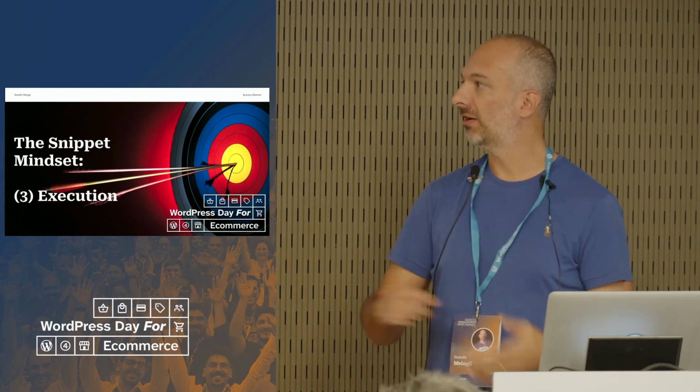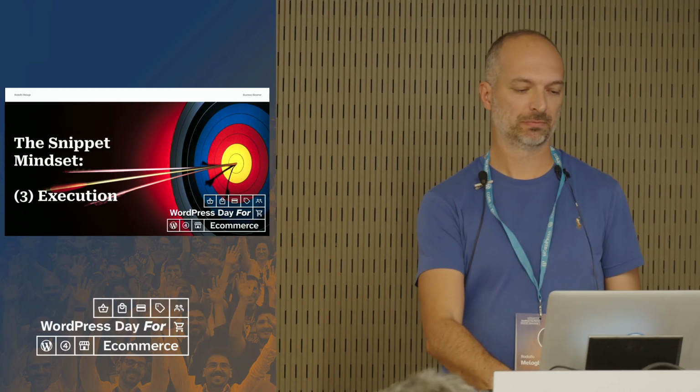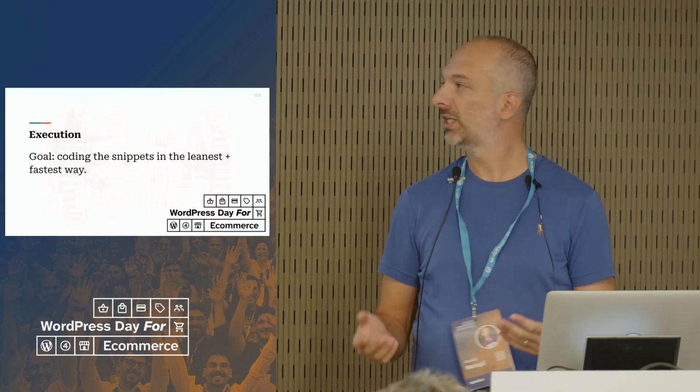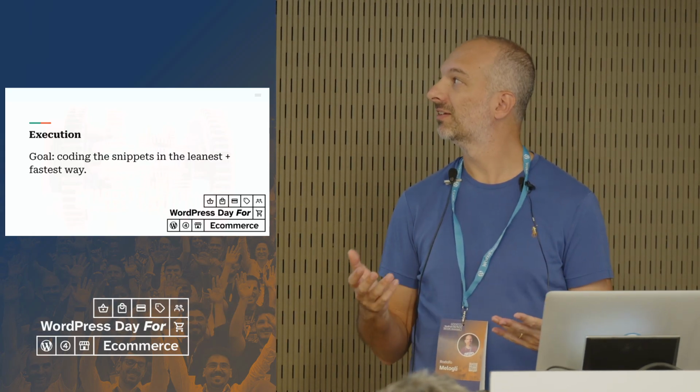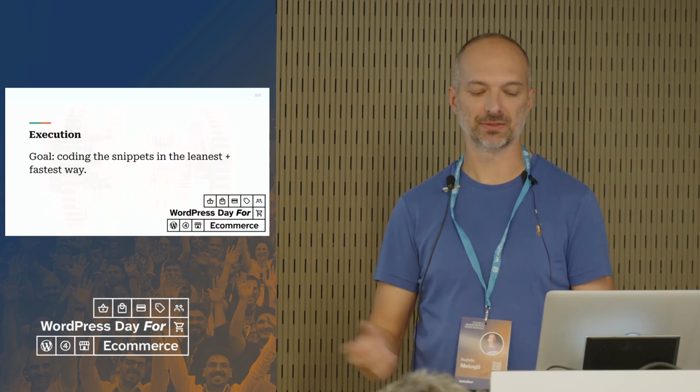So that was the audit, the feasibility, and now we get into execution. The objective is coding the snippet in the shortest, easiest, leanest, fastest way. Otherwise, it makes no sense.